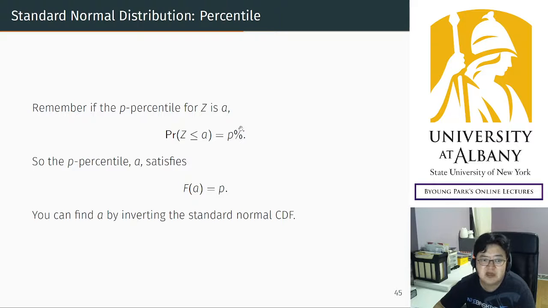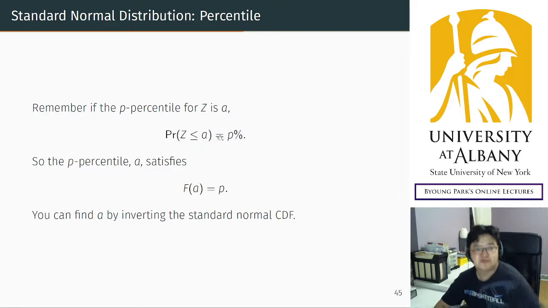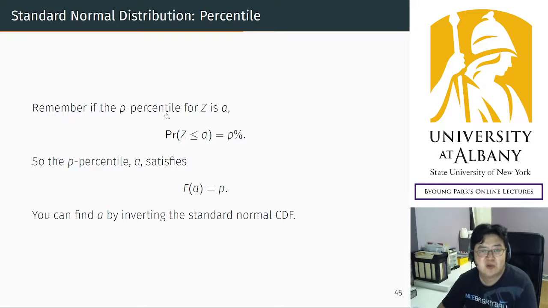So if this area is 90%, then A is the 90 percentile. If this probability is, say, 50%, then A is the median, the 50 percentile. If this is 25%, A is the 25 percentile or the first quartile. So we learned percentiles in chapter 3, and in the normal distribution, you can understand the percentile as the inverse of the CDF.